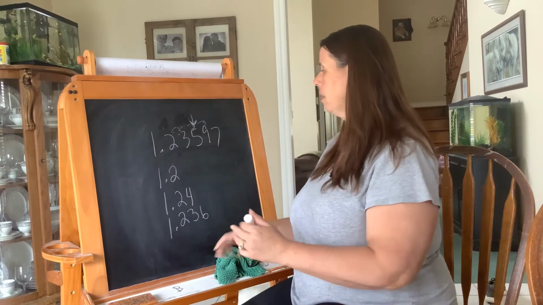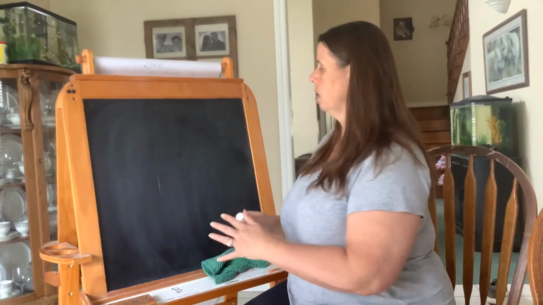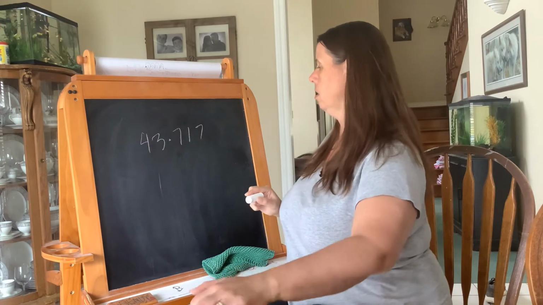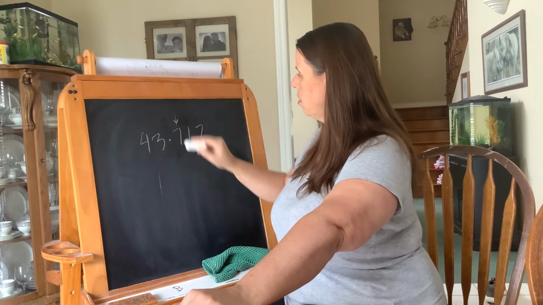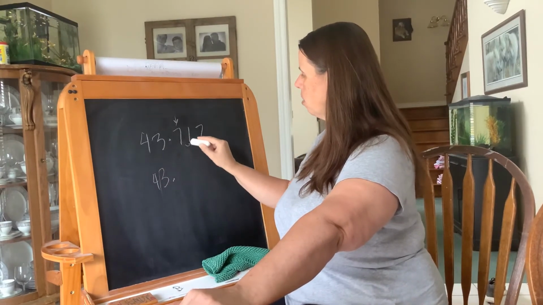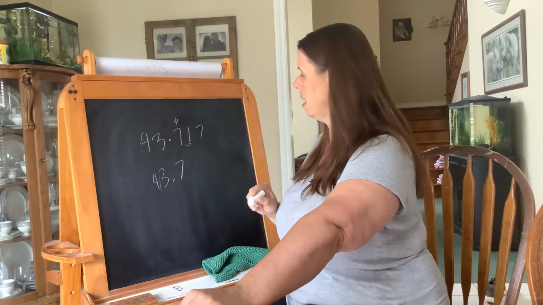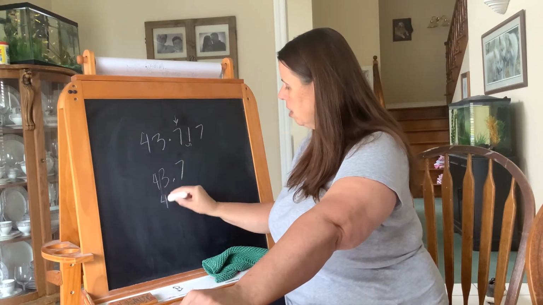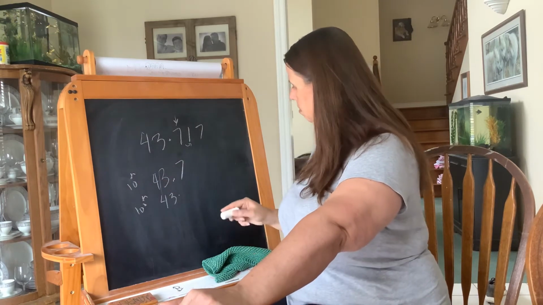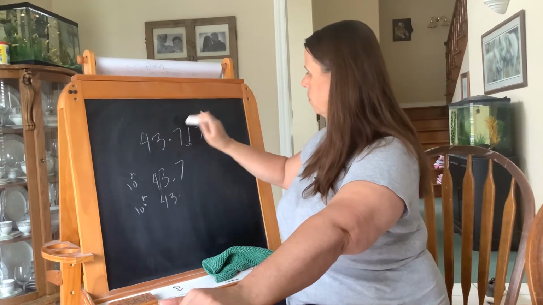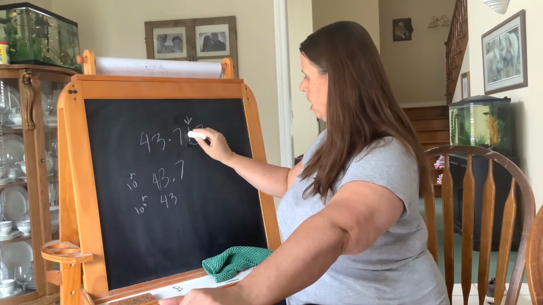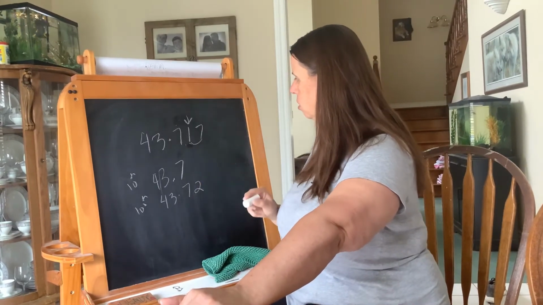So, okay, let's try it once again. 43.717. Okay, so to round to the tenth, I have 43, I keep that. I found my tenth, I look next door, 1 says stay the same. To go to the hundredth, so this is the tenth, this is the hundredth. I've got 43, find my hundredth, look next door. 7 says round up, so it's going to be 43.72.